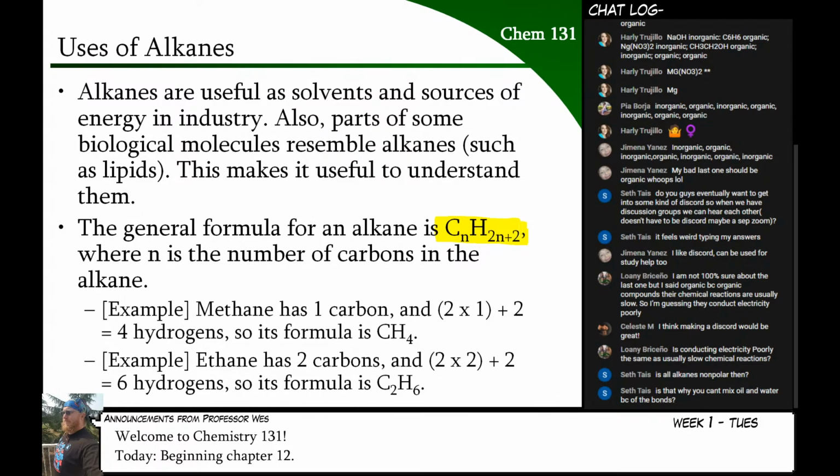Down at the bottom, I have some simple calculations for the first few hydrocarbons. I'm going to have you do a few on this next page in a second. But for example, methane has 1 carbon, so this would be C1H. 2 times 1 is 2, plus 2 is 4. So that's how you get CH4. Ethane is C2H. 2 times 2, which is 4, plus 2 is 6.